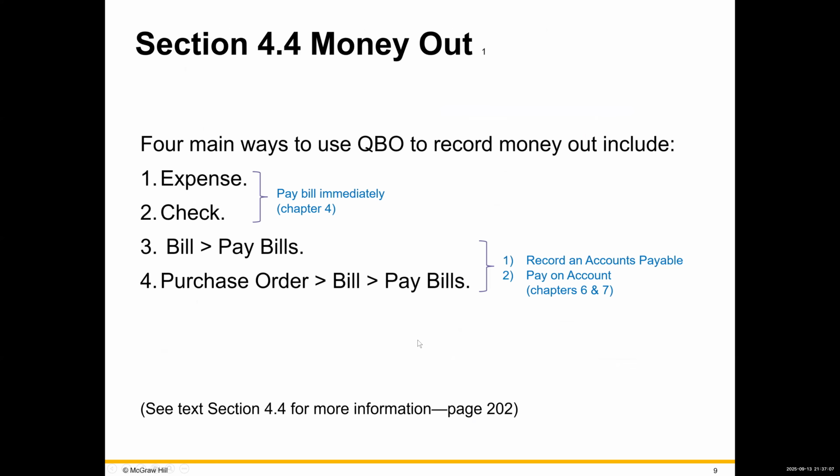There are four main ways to use QBO to record money out, and they include using the expense form and the check form. Here, you'll be paying your bills immediately. And this is what we'll be doing in Chapter 4. Now, later on in Chapters 6 and 7, we'll be doing these two, where we will enter a bill, and that means we owe somebody, like a vendor, and we have accounts payable, and then we'll pay the bills, right?